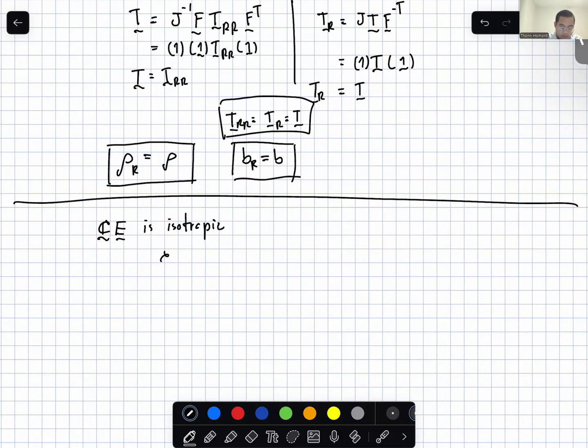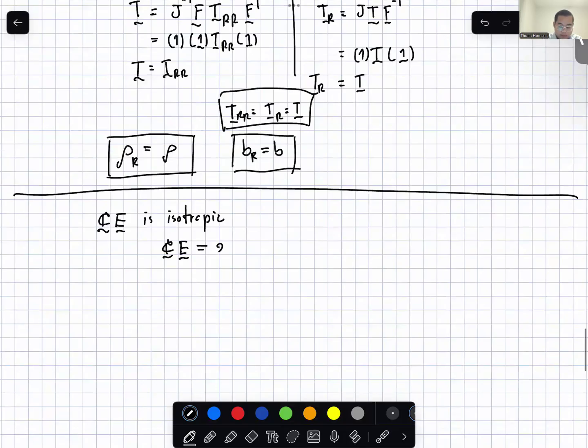So we know that, the Hooke's law says that C, the elasticity tensor, times E, is equal to 2 mu times E plus lambda times the trace of E times the identity matrix. So this is the definition of C times E if the material is isotropic. And these two constants are called the Lamé constants.